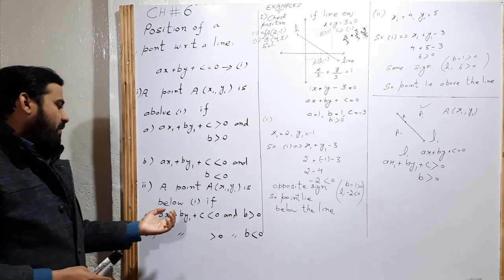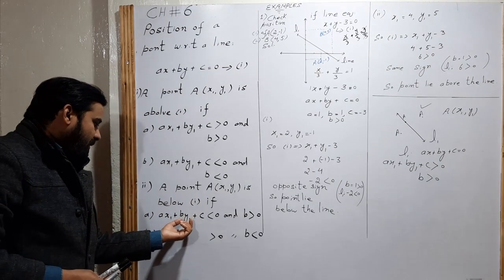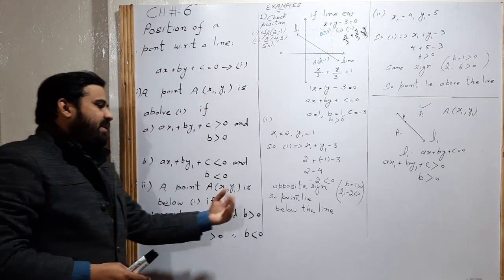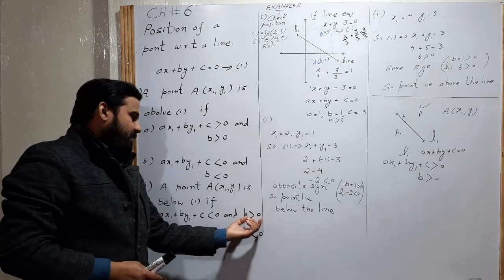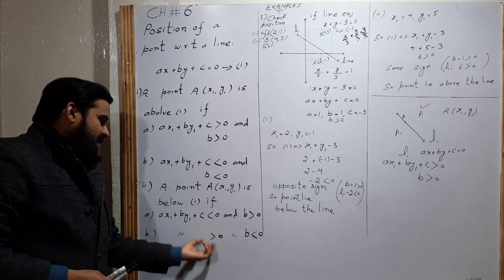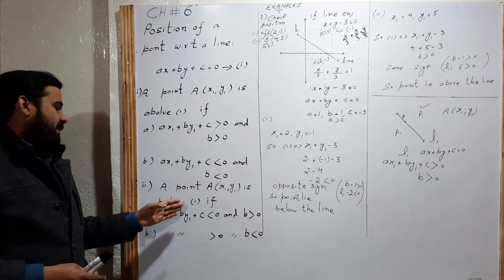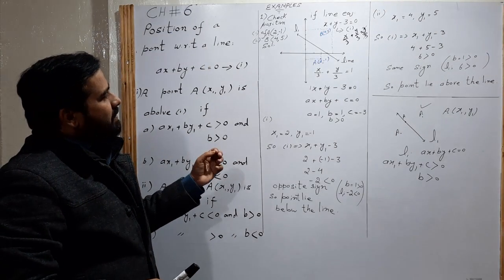But in case we replace x by x1 and y by y1, and the line gives less than 0 and b is greater than 0, it means opposite sign, one is negative, one is positive. Second one, if this one is positive and this one is negative, it means opposite sign. So in this case the point must lie below the line, and this is a crystal clear example.